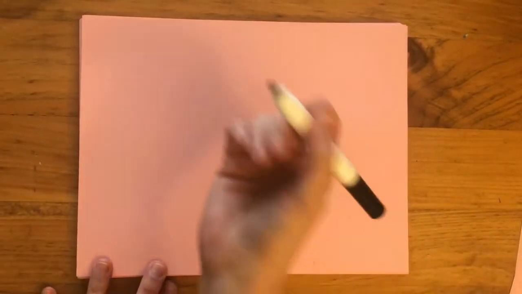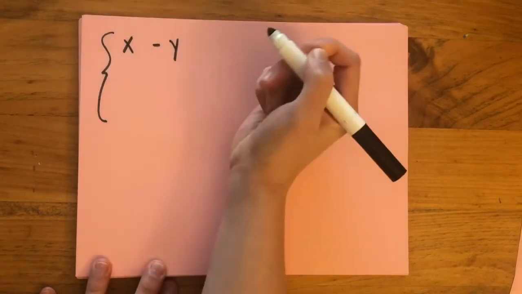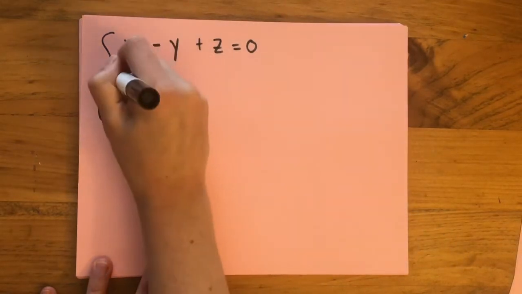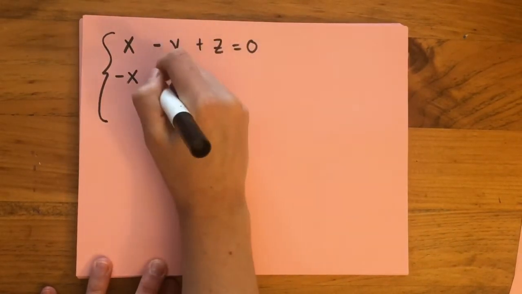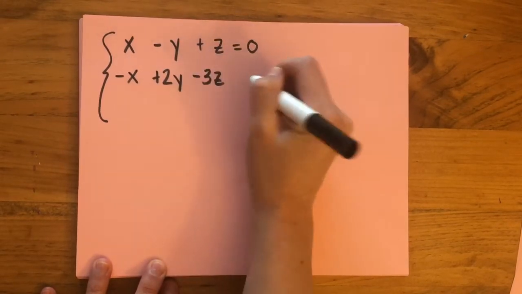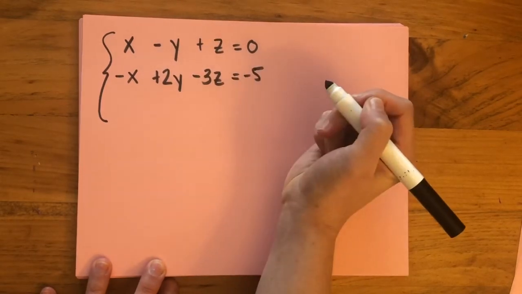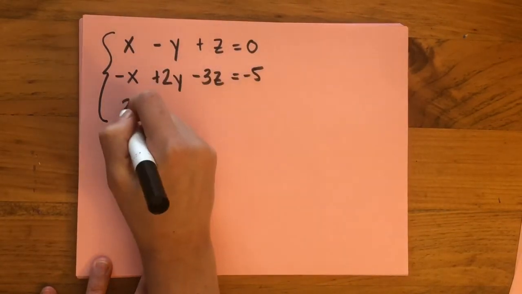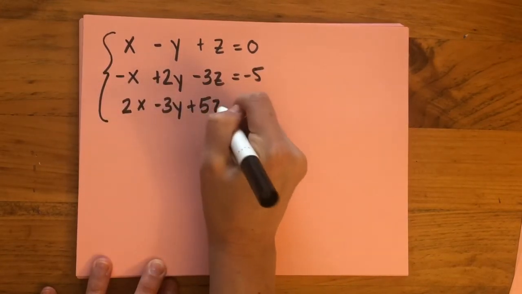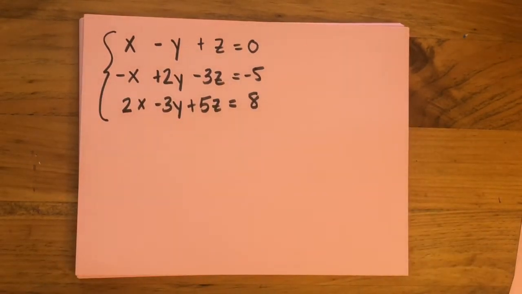All right, so our first problem, we're going to have the system x minus y plus z equals 0, negative x plus 2y minus 3z equals negative 5, and 2x minus 3y plus 5z equals 8. So that is our problem.